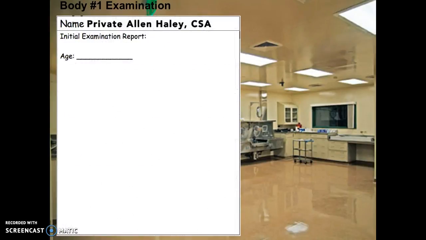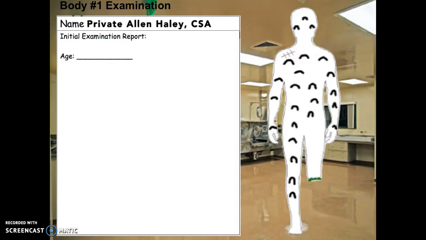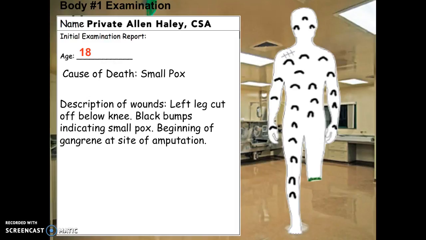So body number 1, this was supposed to be for a young man named Private Alan Haley from the CSA, the Confederate States. So he's a Southern soldier. Students observed the body and then made little notes on their paper about what had happened to the body. In this situation, this boy was 18. The cause of his death was smallpox. He had his left leg amputated below the knee. He had black bumps indicating smallpox, and he had the beginning of gangrene, an infection at the site of amputation.